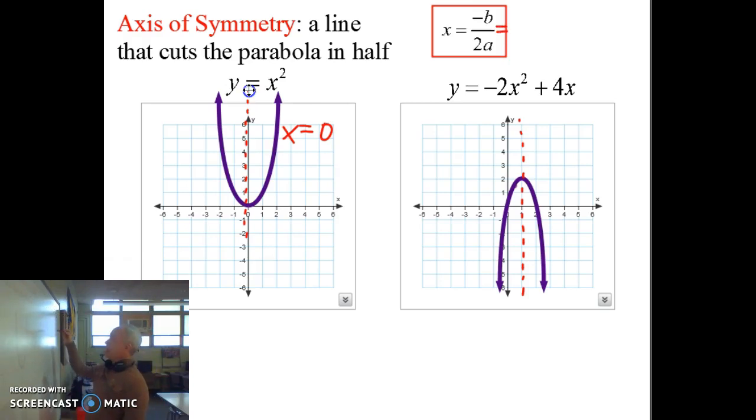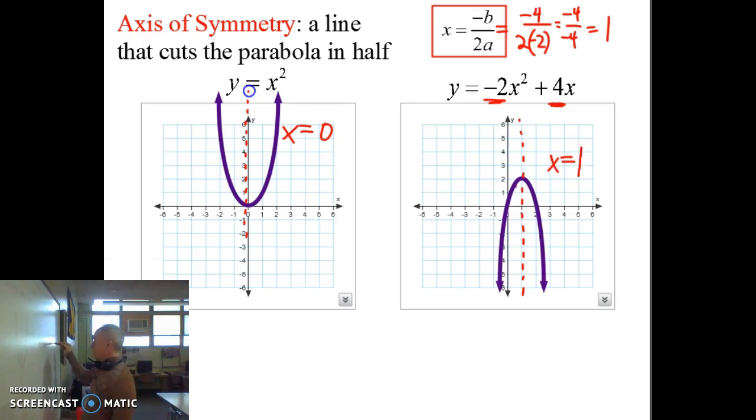So the opposite of b, in this case, the b term is positive 4, so the opposite of that is negative 4 over 2 times the a term, which is negative 2. So negative 4 over negative 4. X equals 1. So the line of symmetry in this case is x equals 1.